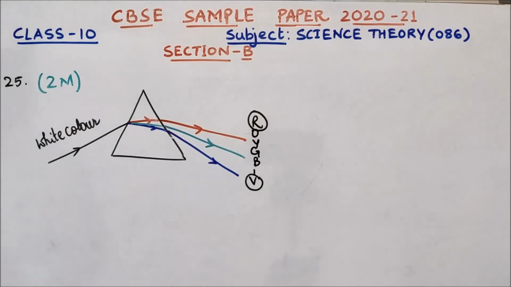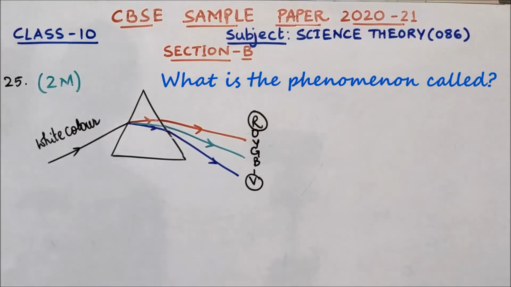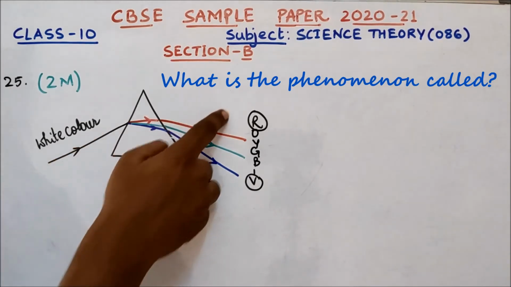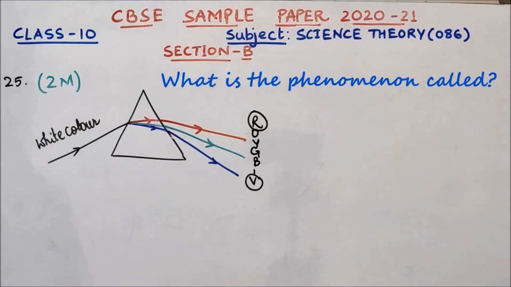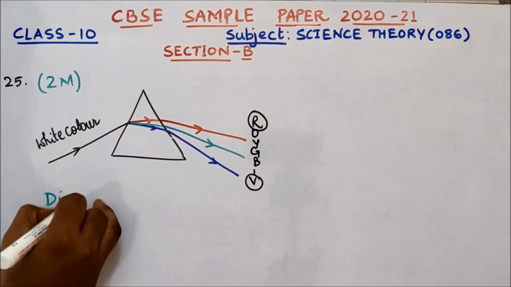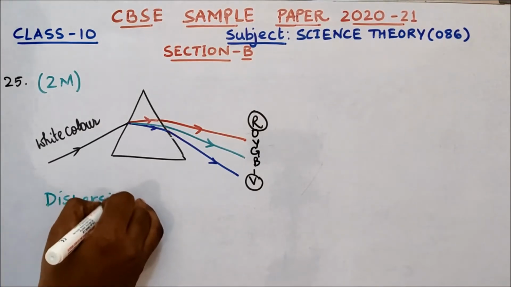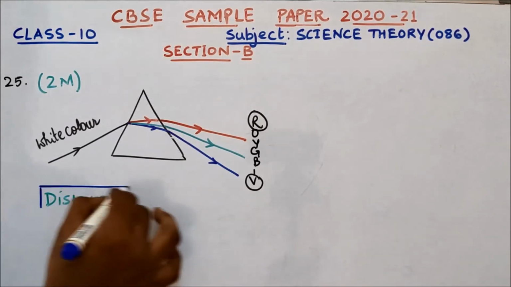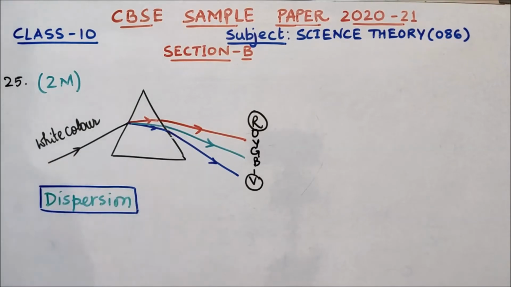So the first part is, what is this phenomenon called? The phenomenon of splitting of white light into its band of 7 colors is called dispersion. You need not write a long answer, you have to write just dispersion. The phenomenon is called dispersion. That is enough for the answer.